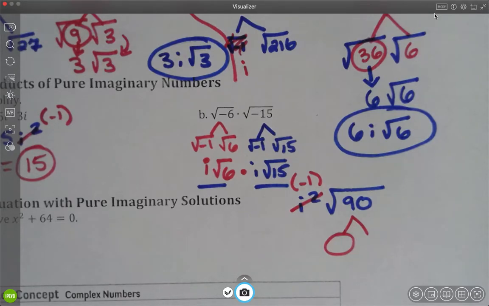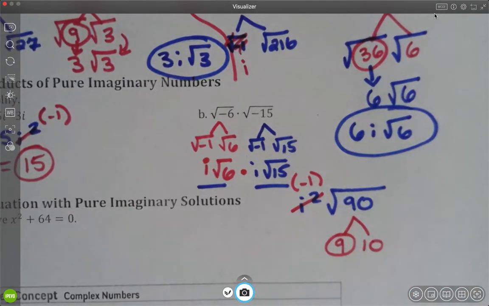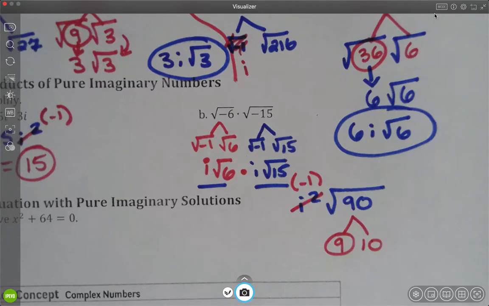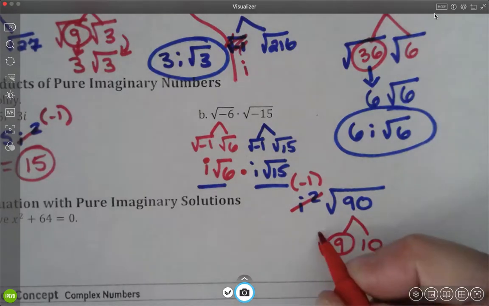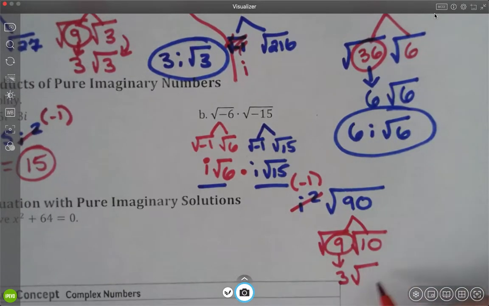9 and 10, he said. Can he take the square root of 9? Yes, he's a perfect square, right? Because the first one is the one that you can take the square root of. I always put the 1 in the circle. So the square root of 9 and the square root of 10, that's what I have. The square root of 9 comes down as 3. The square root of 10 stays square root of 10. Okay?